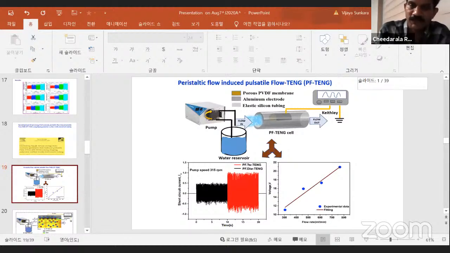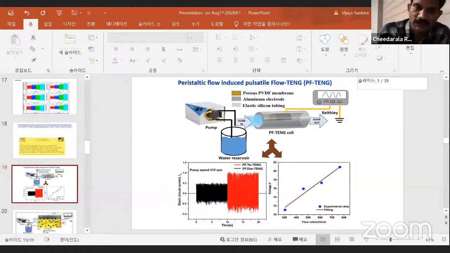You can see the peristaltic pump that is attached to the electrode and water reservoir. When the pump is moving, the water reservoir sucks the water through the electrode. The electrode can generate power when water touches the electrode. You can see the electrode is measured through the Keithley instrument, and this is the power recovery machine.